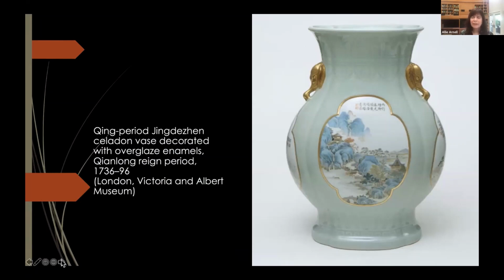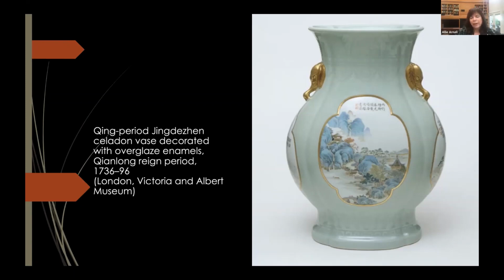And this is an example that there are several ideas happening here, right? So first we have the shape of this vessel, which is reminiscent again of a bronze from a much earlier time period with these handles. And then we have this celadon color. And celadon, of course, that's a name applied to this color from the West, this kind of blue-green color.